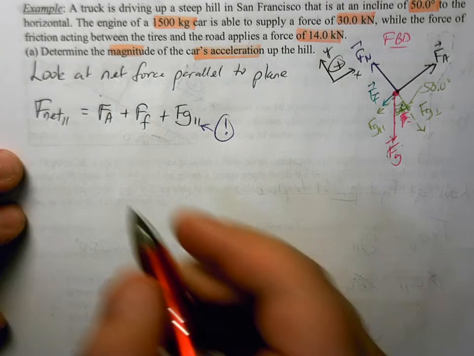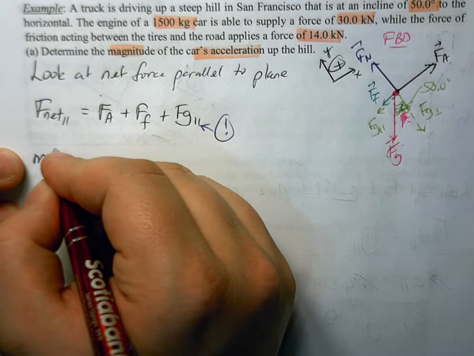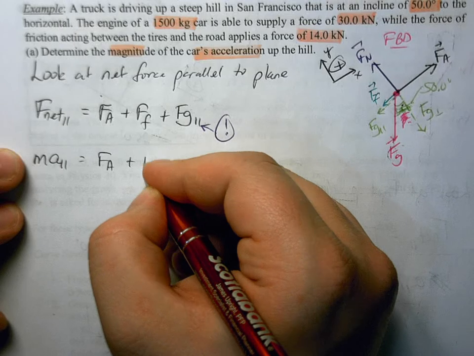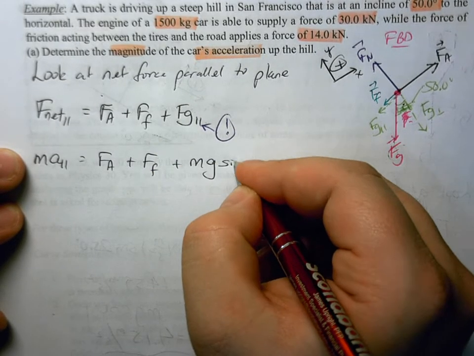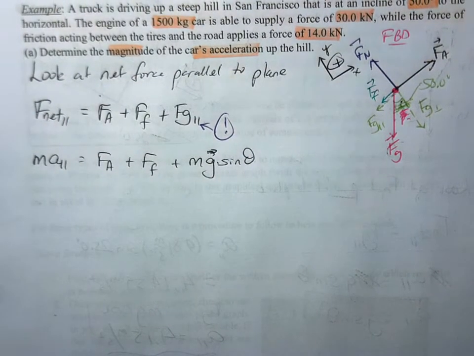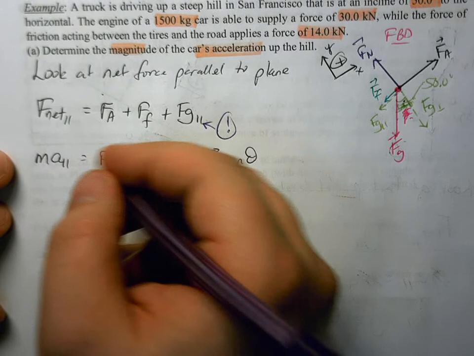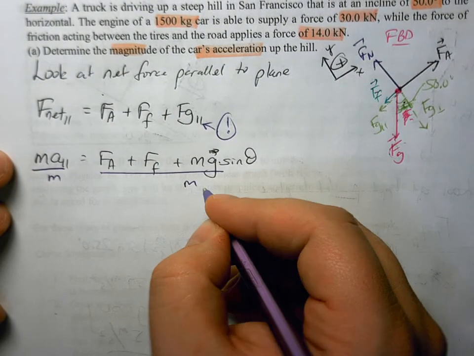So my net force, we know that that's just going to be MA. And then we have this applied force plus this force of friction plus mg sine of theta. Now again, I'm going to have to explain the signs on this in a moment because this one's going to get real complex really fast. So I want to divide everything by mass here.